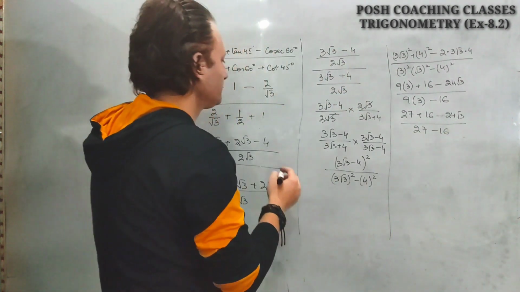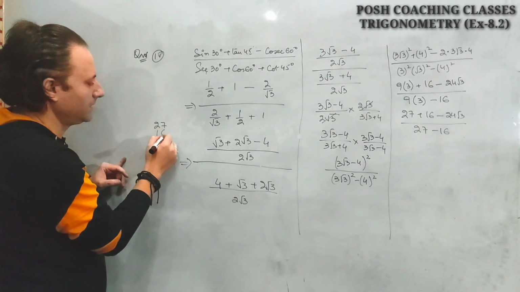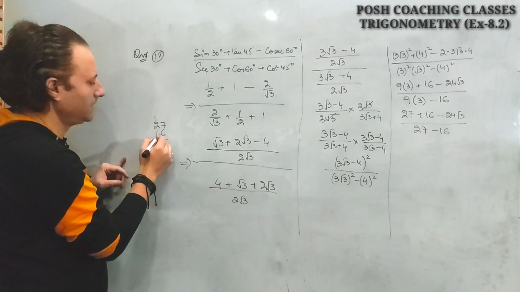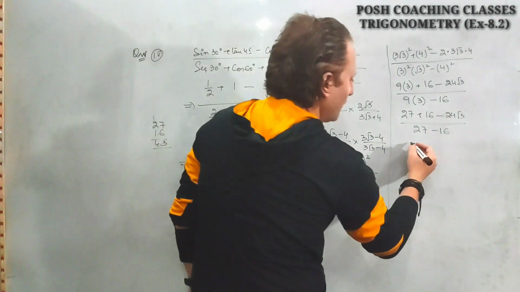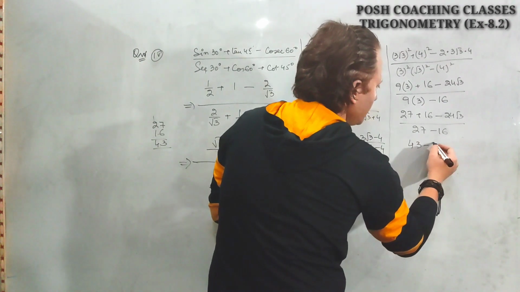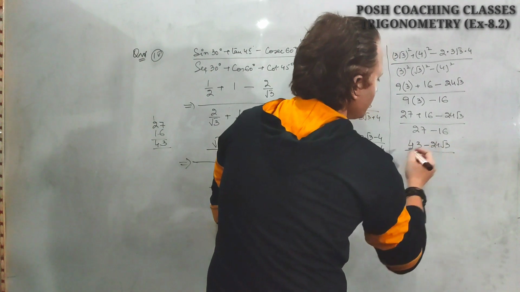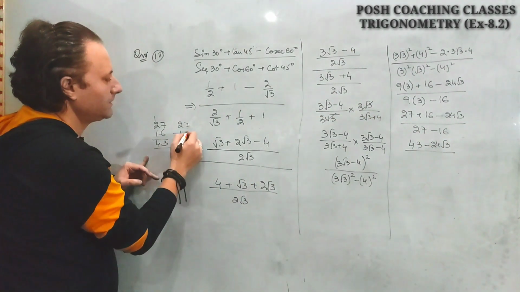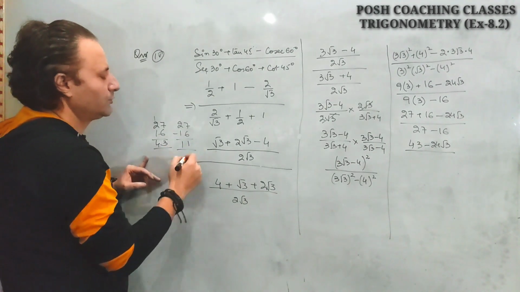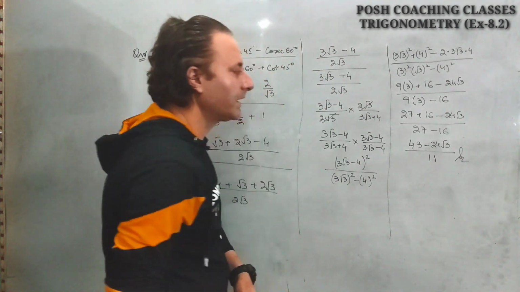So if I add 27 and 16, we have 6, 6, 12, 13, 2, 3, 4. We have 43 here. So it is 43 minus 24 under root 3, and then 27 minus 16: 7 minus 6 is 1, 2 minus 1 is 1. So we have 11. So that's what our answer is.